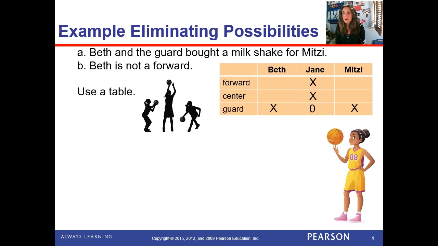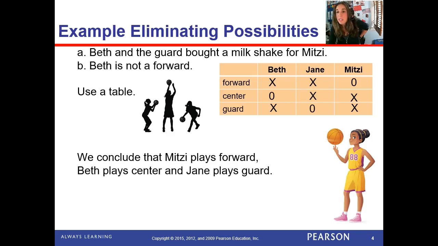So now let's look at letter B to see if we can deduce these last 2 positions. So Beth is not a forward. So we can immediately eliminate forward for Beth. But Beth, we also know, is not the guard, so she has to be center. And if Beth is center, Mitzi can't be center. And then if Mitzi isn't the center or the guard, she has to be the forward. So from those 2 pieces of information, we were able to eliminate possibilities enough to conclude that Mitzi must play forward, Beth plays center, and Jane plays guard.